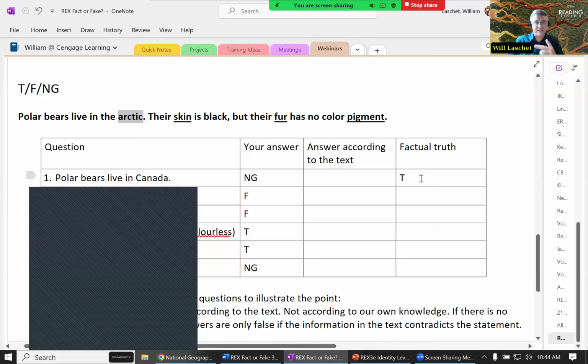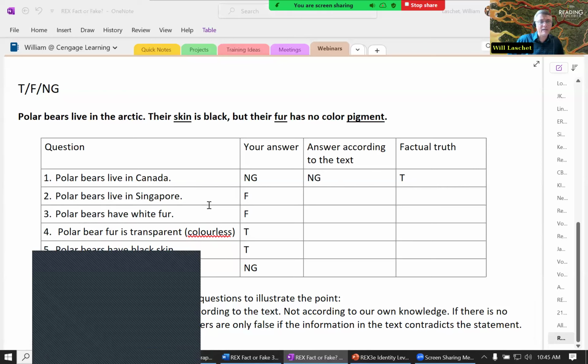So polar bears live in Canada: the factual truth is it's true. But the answer according to the text is not given, because we just know they're in the Arctic, but we don't know from the text. It could be a different part of the Arctic, not the Canadian bit. So the answer here, according to the text, is not given.